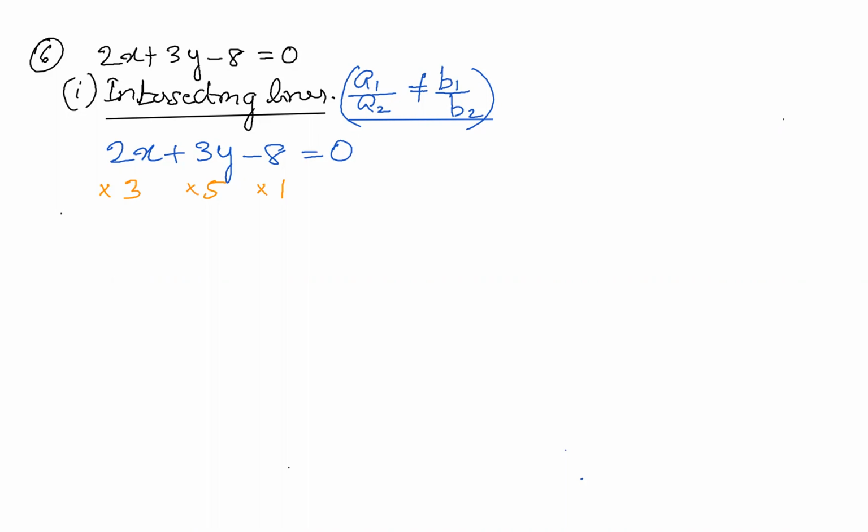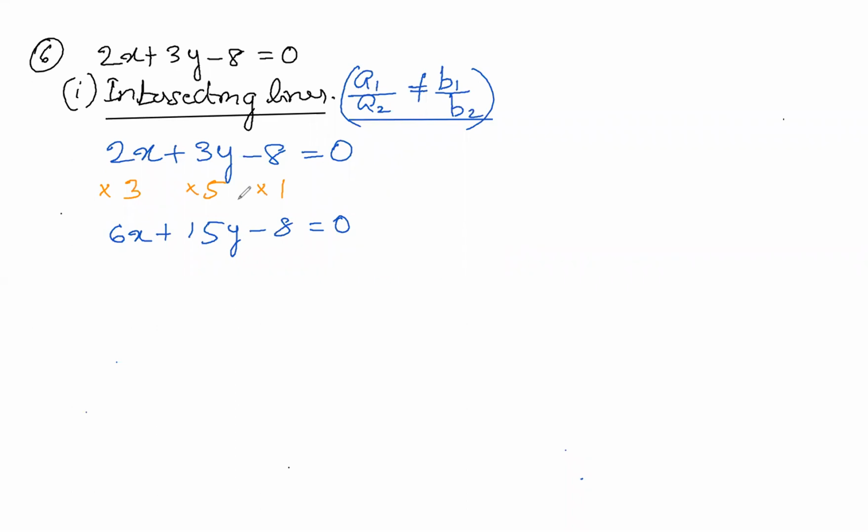You will get like this, 6x plus 15y minus 8 equal to 0. Instead of 3 and 5, you can multiply 2 and 3, but the two different numbers we should multiply.